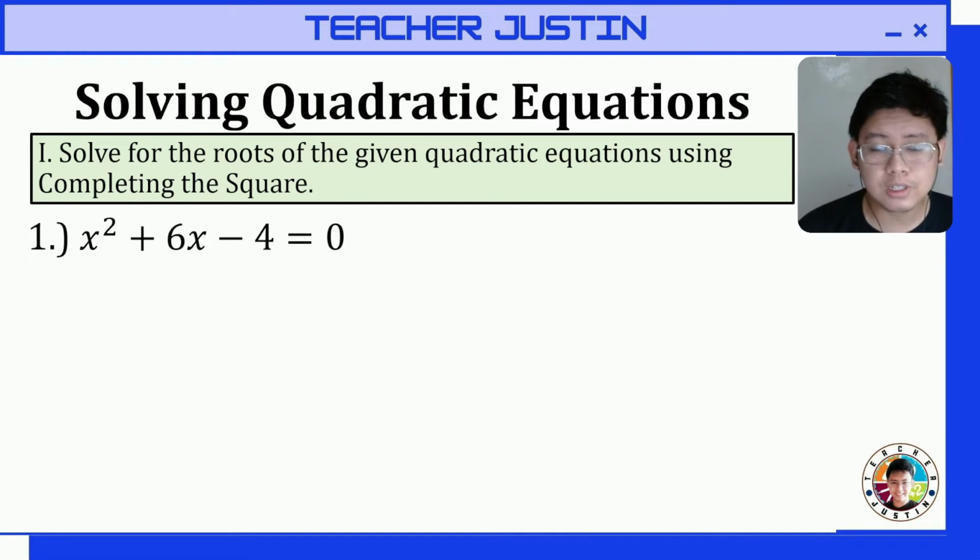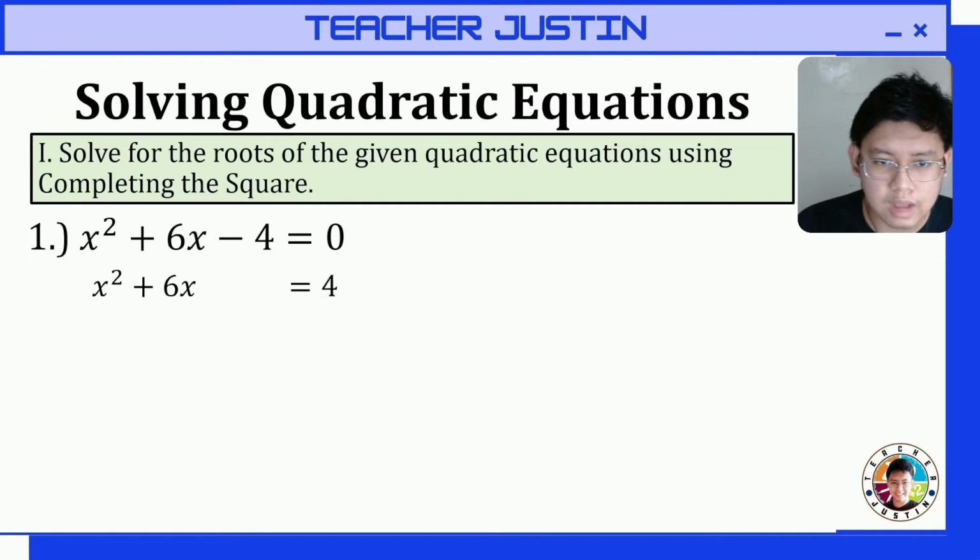So, our first step in solving quadratic equation is for us to place all the variable term in one side of the equation and all the constant term in the other. So, separate natin lahat na may variable x sa kabila at yung constant ilipat natin sa right side ng equation natin. So, we transfer negative 4 to the other side. We will have x squared plus 6x sa left side, tapos positive 4 sa kabila. So, remember when we transfer a term, we have to change the sign.